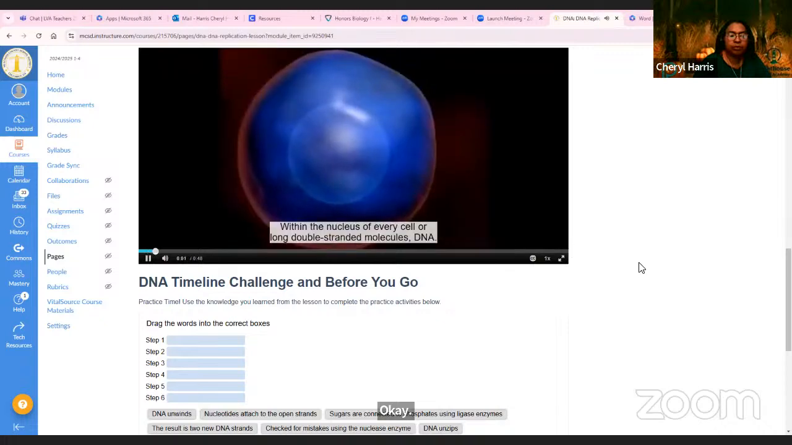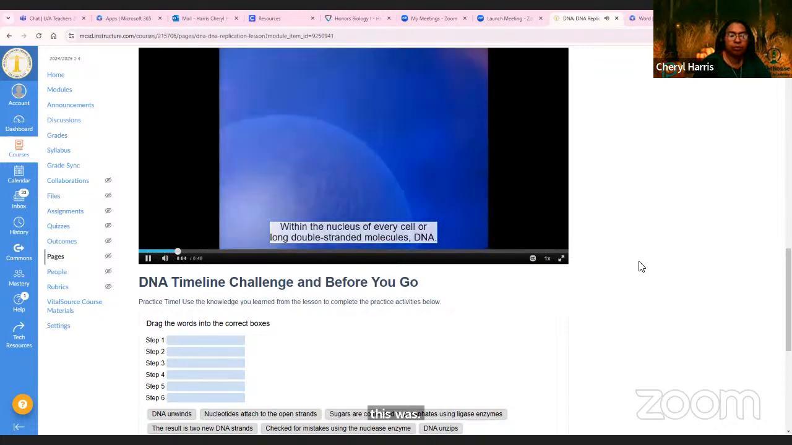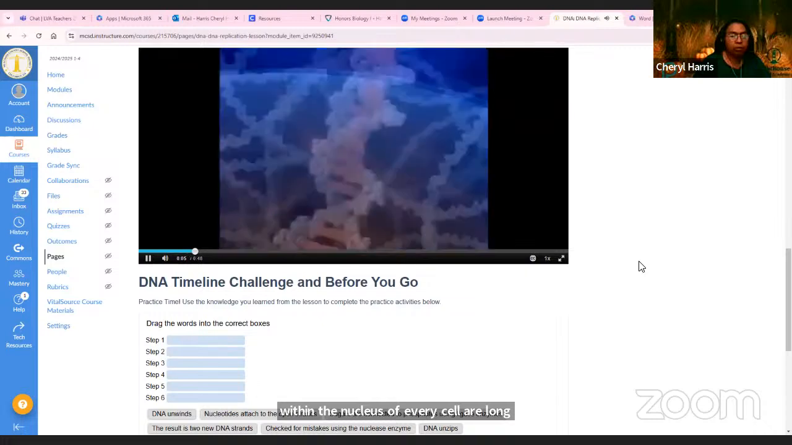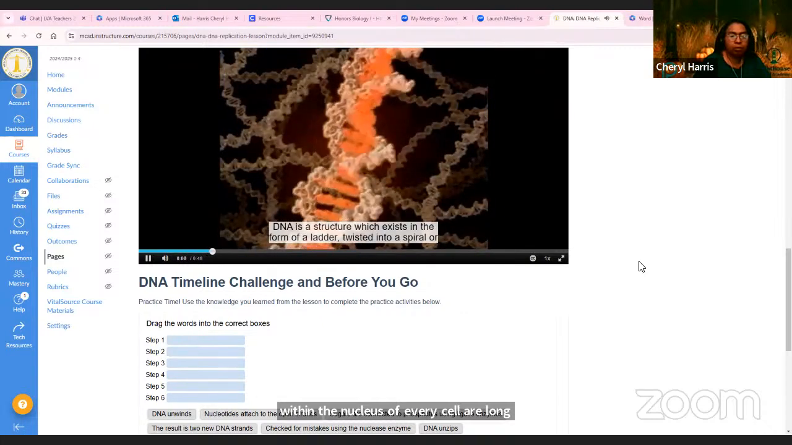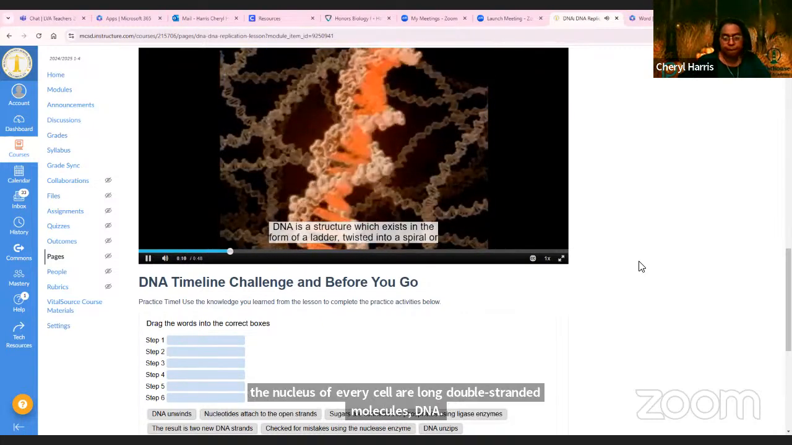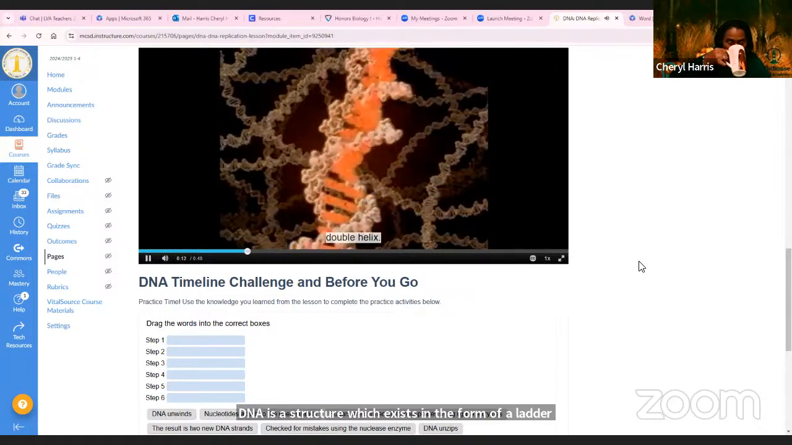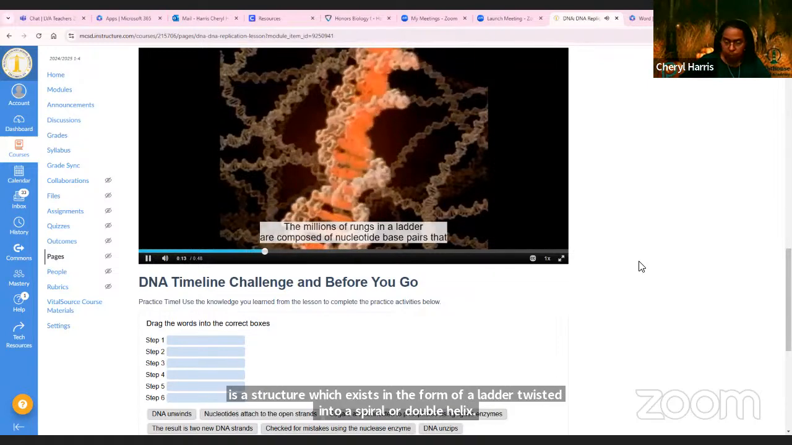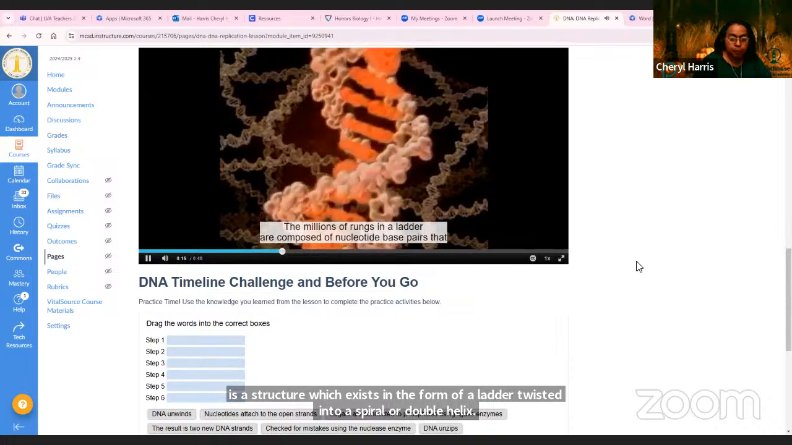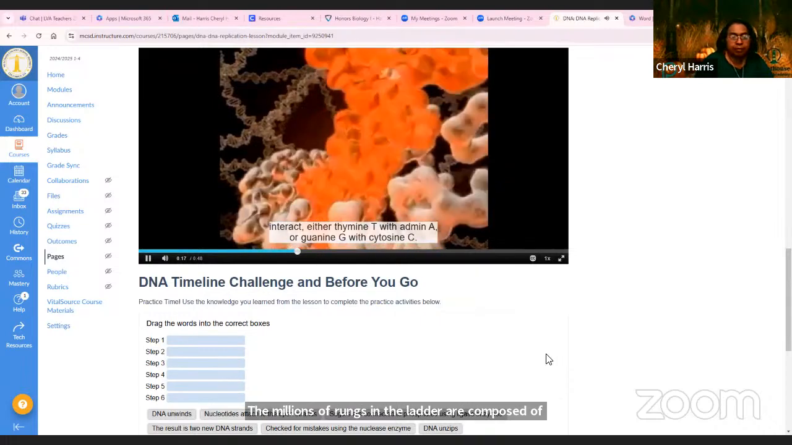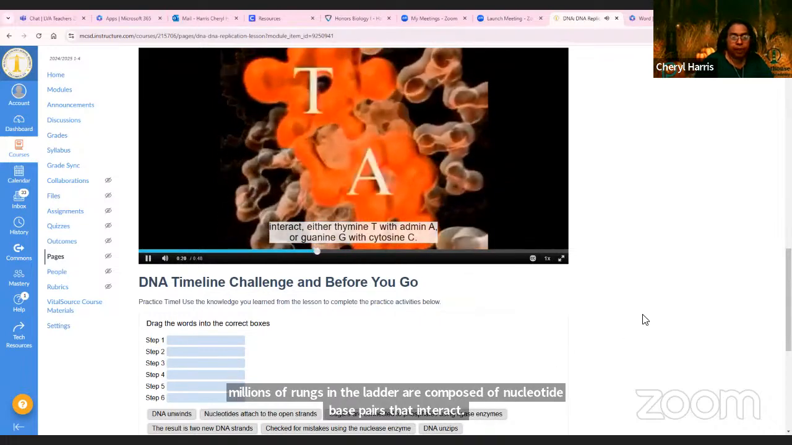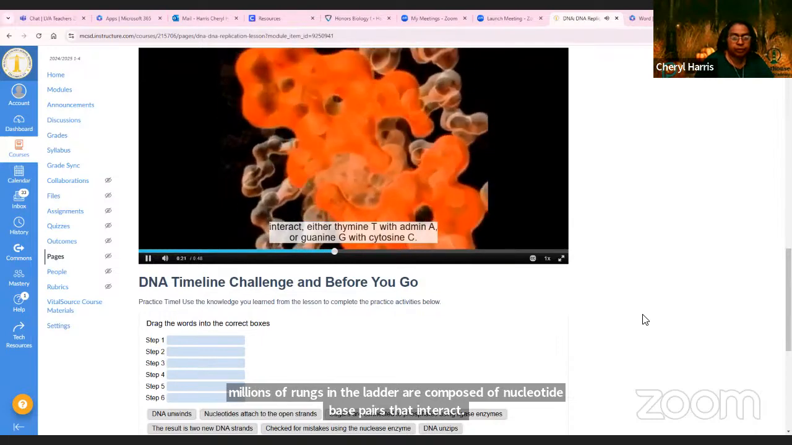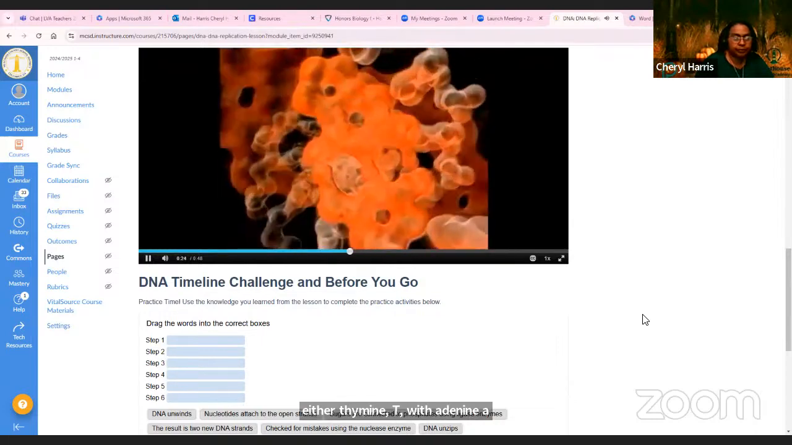Within the nucleus of every cell are long double-stranded molecules, DNA. DNA is a structure which exists in the form of a ladder twisted into a spiral or double helix. The millions of rungs in the ladder are composed of nucleotide base pairs that interact, either thymine T with adenine A or guanine G with cytosine C.